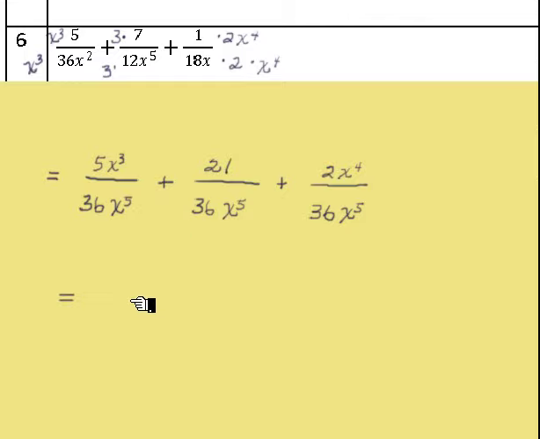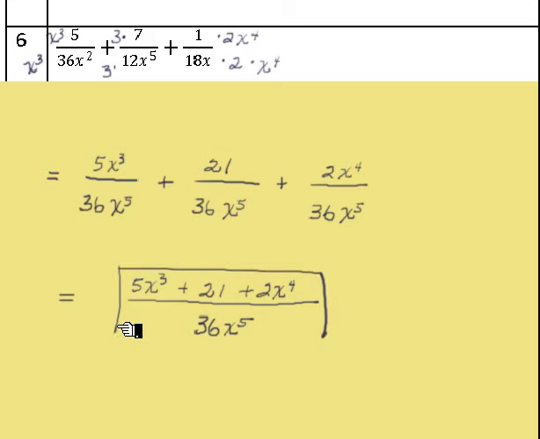Let's just add these up. We have a common denominator. Put everything in one fraction. And just add those numerators. We don't have any like terms, so we just put plus signs in between. And that's the sum.